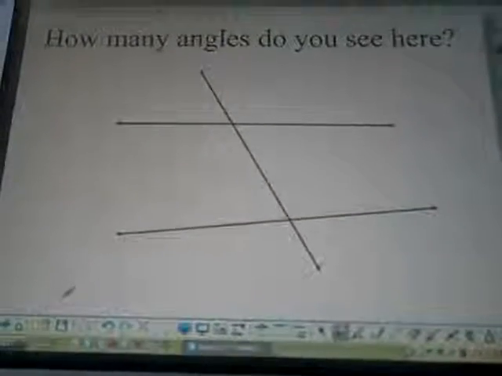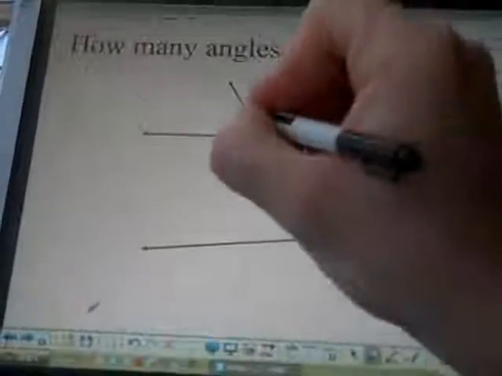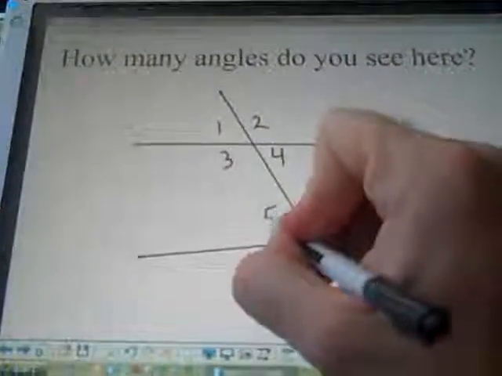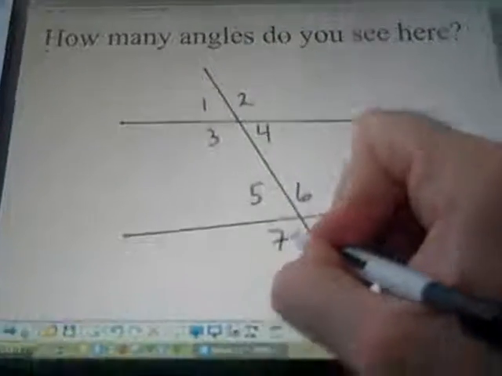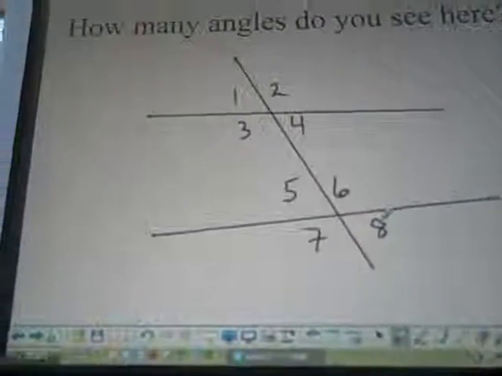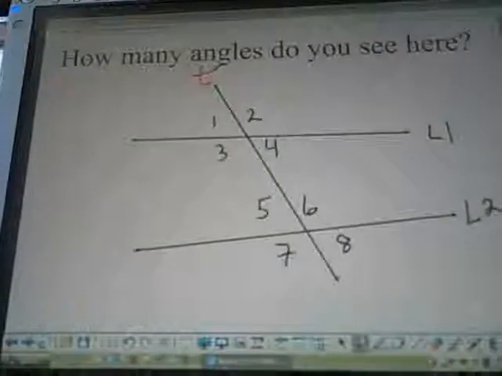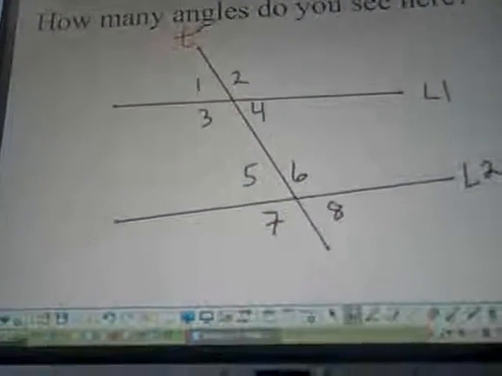So how many angles do you see here? Well, I see 1, 2, 3, 4, 5, 6, 7, 8 different angles. We're going to label this here. This is going to be line 1, and this will be line 2, and this up here, I'm going to change colors, is going to be our transversal T. There's one of our vocab words, transversal. And what a transversal is, it cuts two lines.